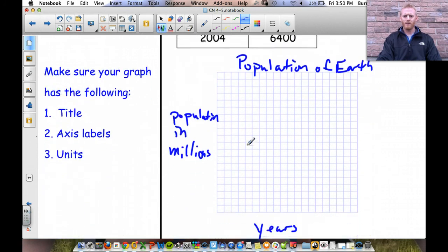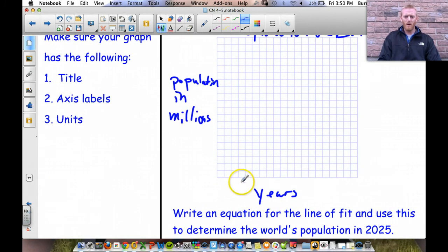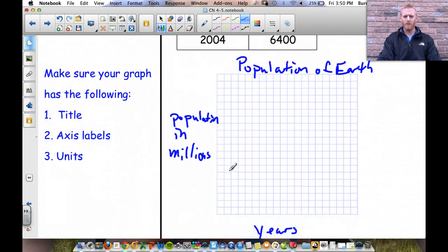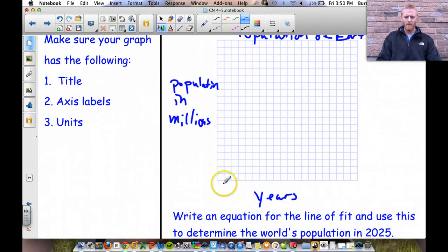So we have to make the units. We have the years, and since our years are going up by 200, the smallest number is 1650 and the largest number is 2000. Let's count by 100. Let's call this 1600. Over here, let's do 1700. Over here, 1800. Skip for 1900, skip for 2000. Then over here on the other side we'll put the population by millions.